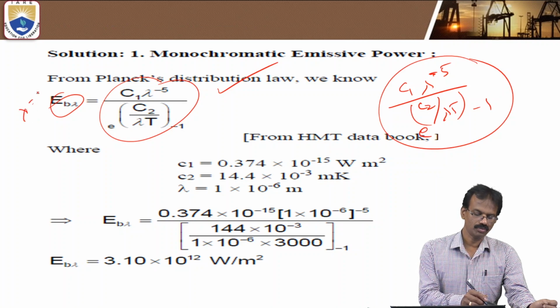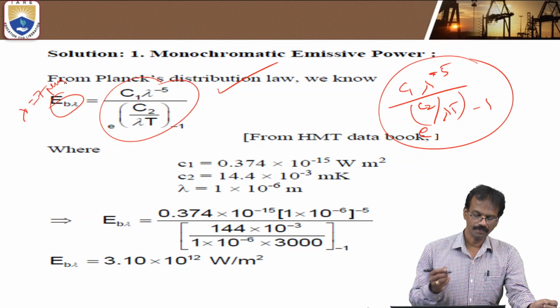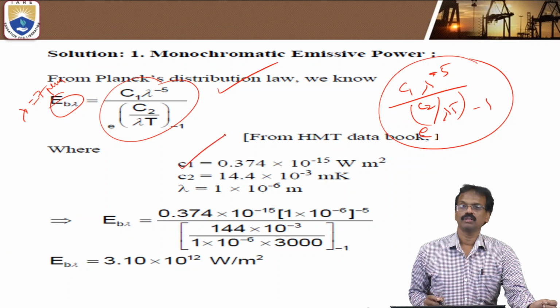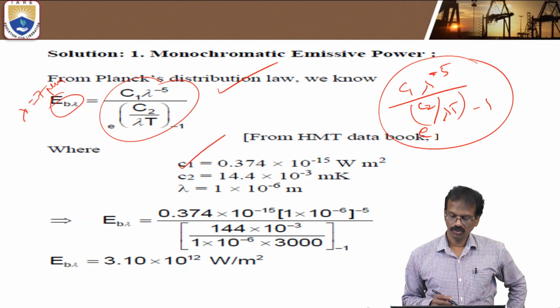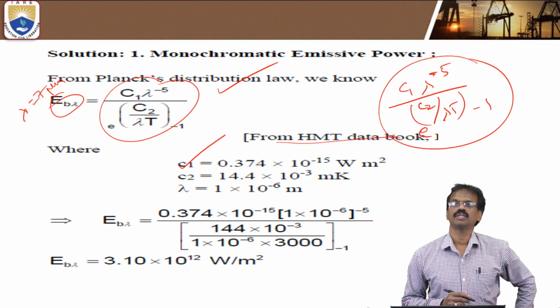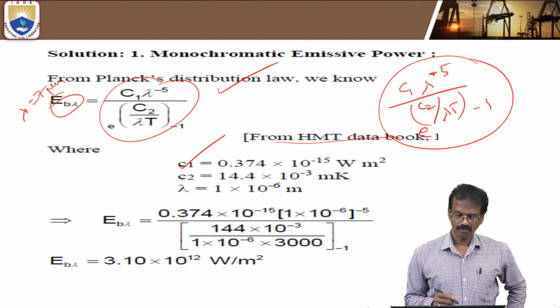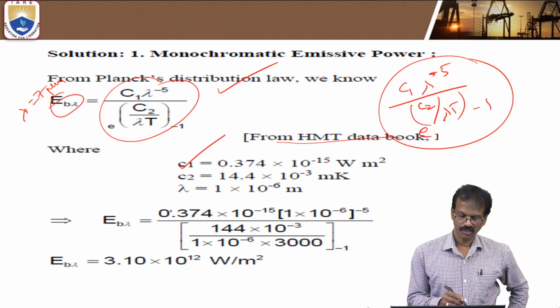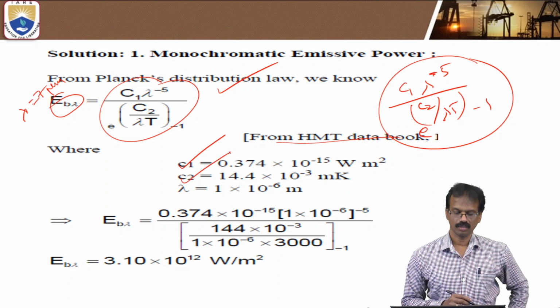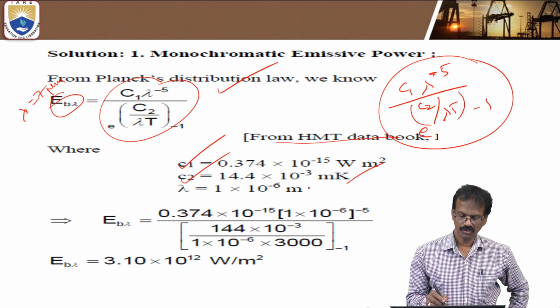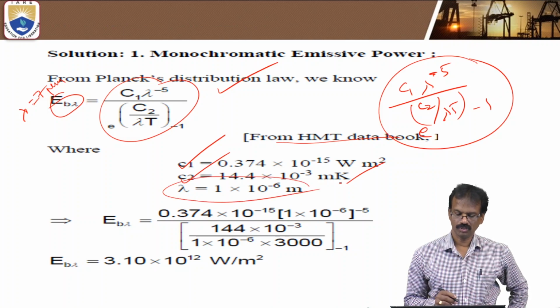This lambda is equal to 7 μm. C1 we know from the data book. We can take this constant also: C1 is equal to 0.374 into 10 to the power of minus 8 watt meter square. And C2, another constant, is 14.4 into 10 to the power of minus 3 meter Kelvin. Lambda is 1 into 10 to the power of minus 6 for this lambda.